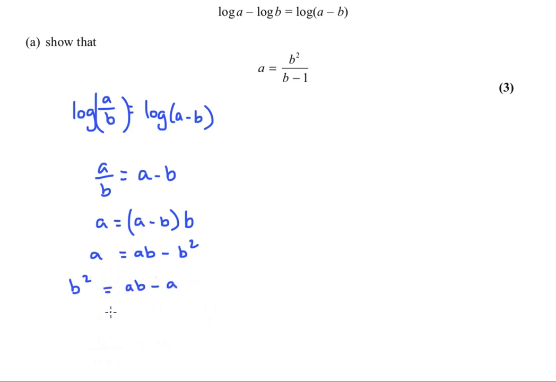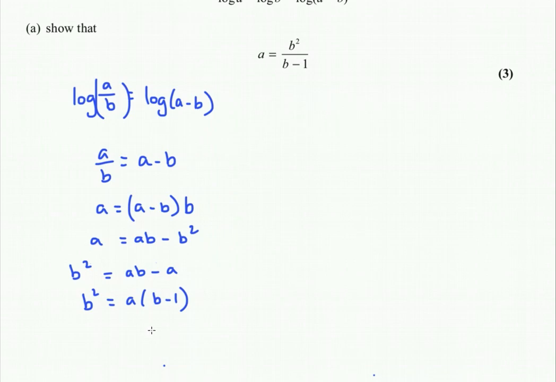and I'll take away the a so that it's on the right. Now I can factorise the a out again, and divide by the bracket, and get b squared over b minus 1 is equal to a, and that's what they've got in the question. Again, another show that because we're going to need to use it later.